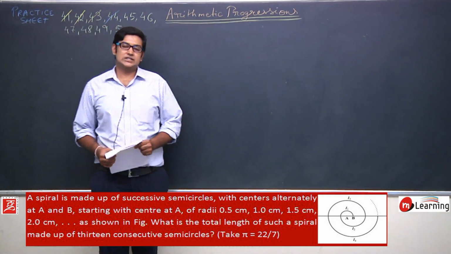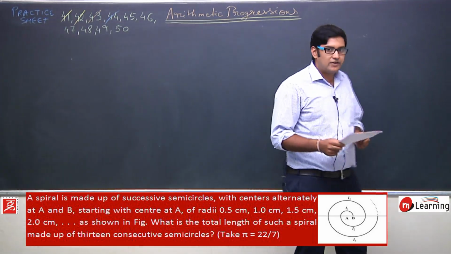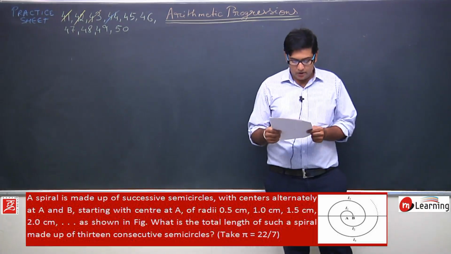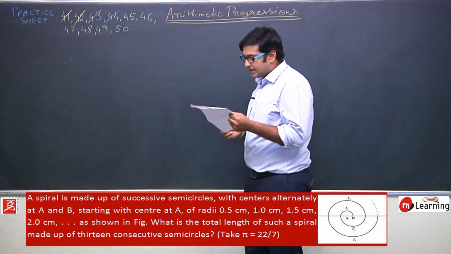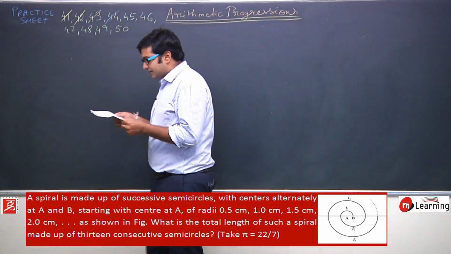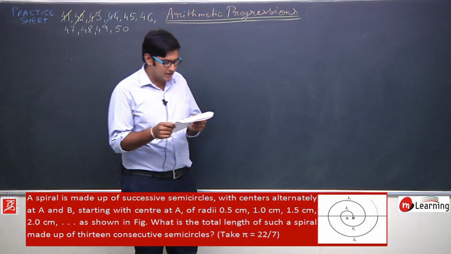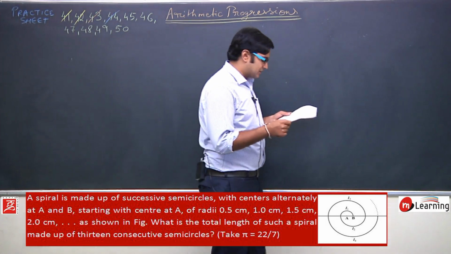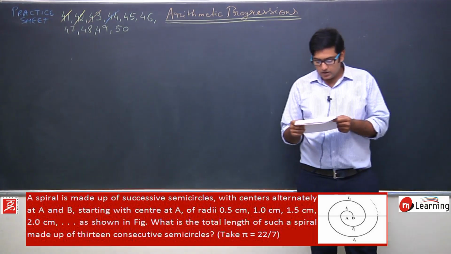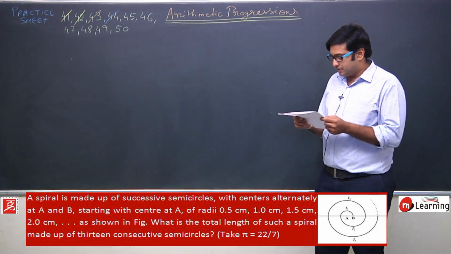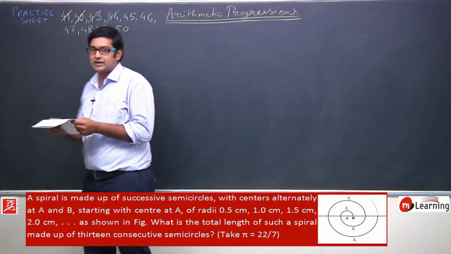Okay, let us now discuss question number 45 and 46 of practice sheet. Question number 45 says a spiral is made up of successive semicircles with centers alternately at A and B. Starting with the center A of radii 0.5 centimeters, then 1 centimeters, then 1.5 centimeters, then 2 centimeters, and so on, as shown in figure. What is the total length of such a spiral made up of 13 consecutive semicircles?